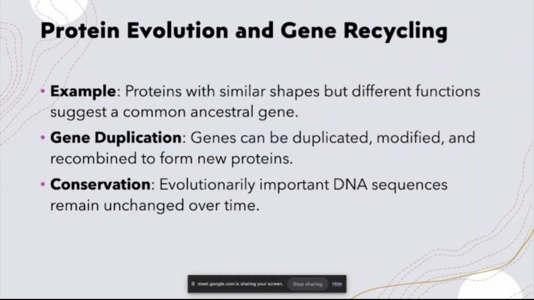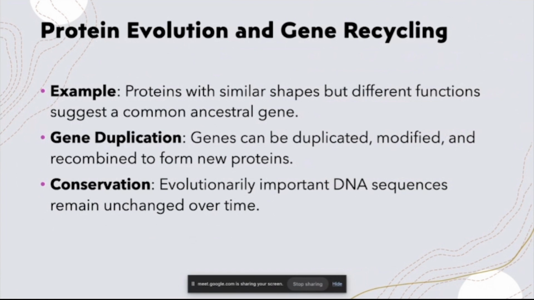Okay, so protein evolution and gene recycling. Proteins that have the same shapes but different functions are thought to come from the same ancestral gene. So they have similar genes but different functions. This means they may have come from the same ancestral gene.